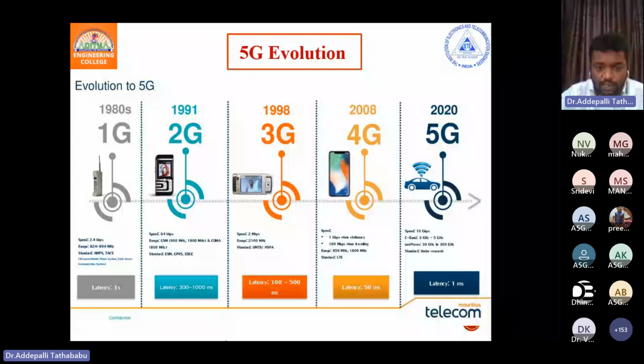So in 3G, the speed is 2 Mbps. In 4G, it is 1 gigabit per second. In 5G, the speed is 10 gigabits per second. We can also see the latency. In 3G it is 300 to 1000 milliseconds. Finally, in 5G, the latency is 1 millisecond. Before that, it was 50 milliseconds.